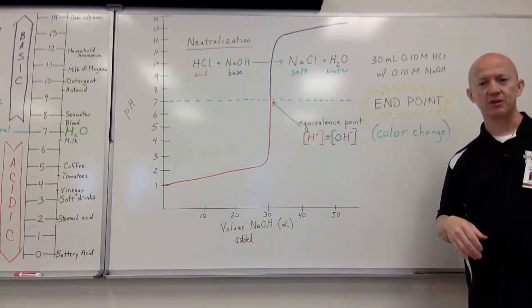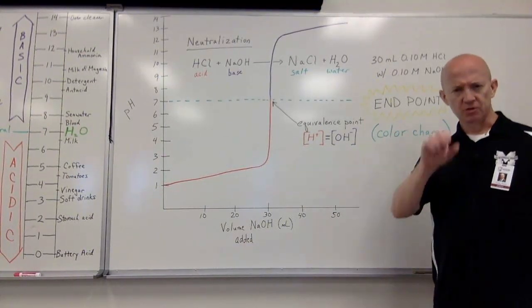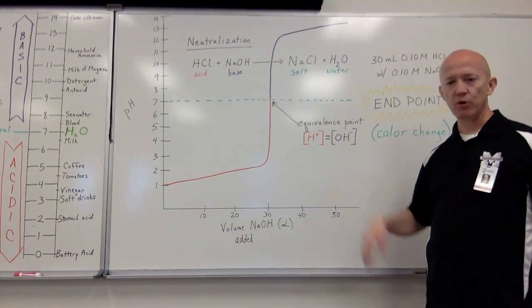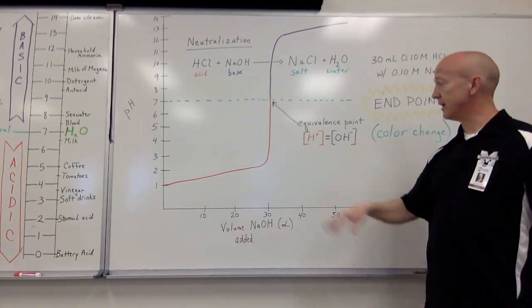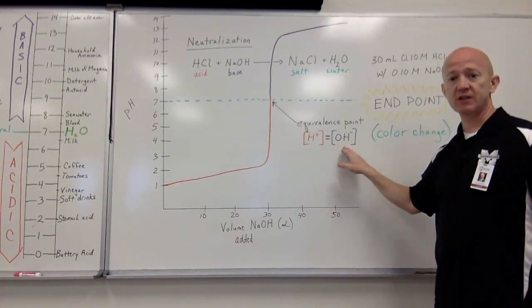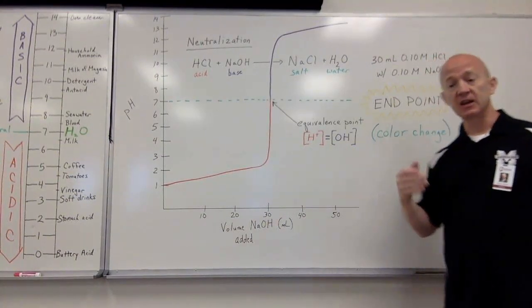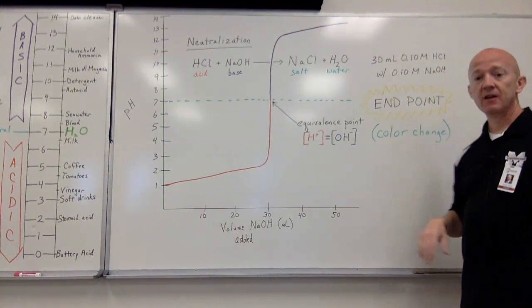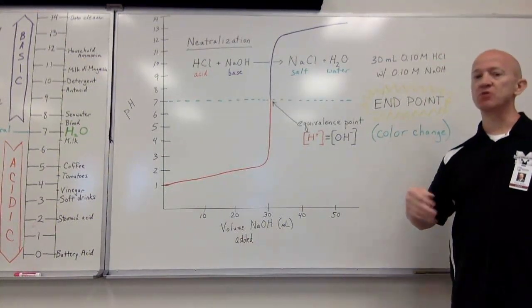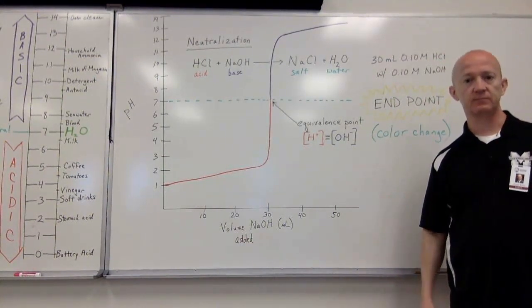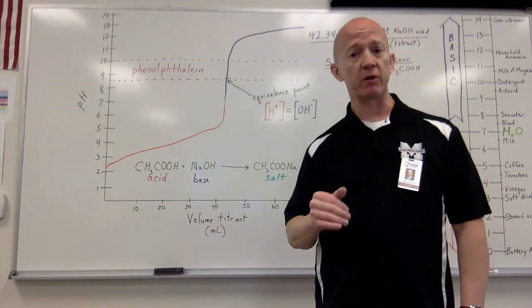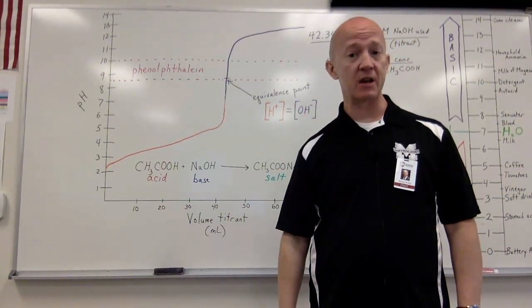That's what we're looking for to know when to stop titrating. So just to recap, the equivalence point is the actual point in which hydrogen ions equal hydroxide ions, but the end point is the point where we see the color change. That's the point at which we actually end the titration. But you know what? We don't always find our equivalence point hits right at pH 7.